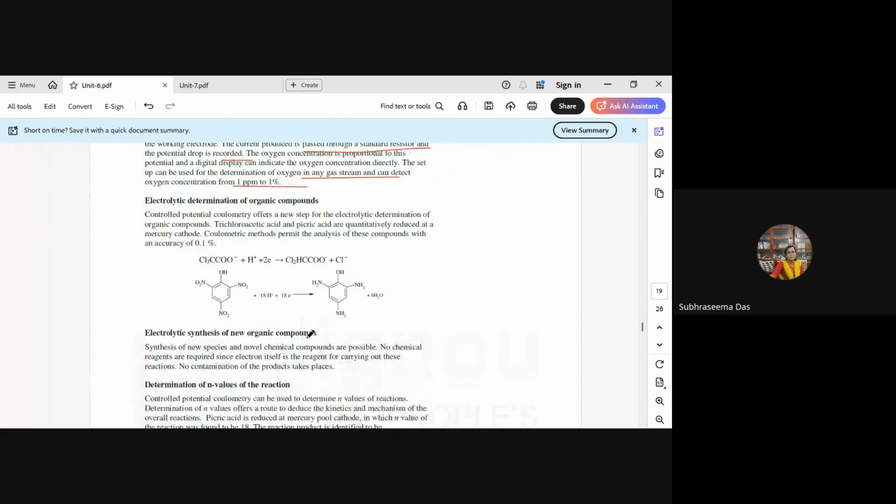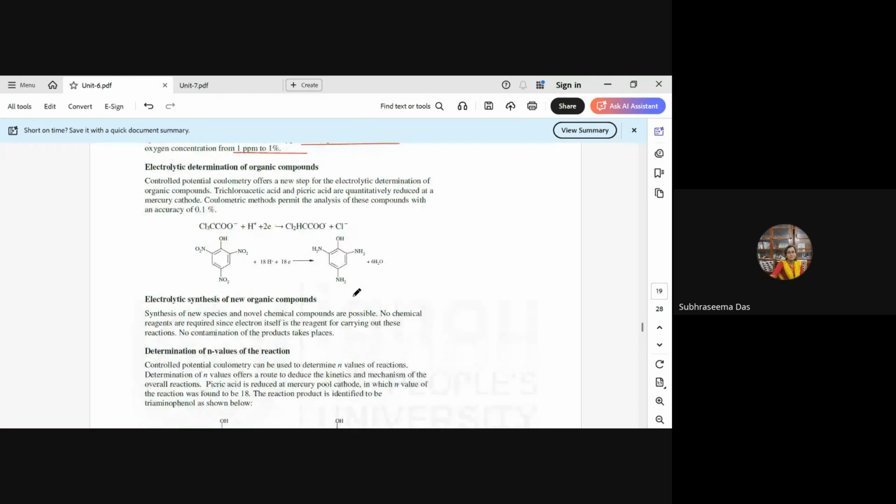And then coming to electrolytic determination of organic compounds. Controlled potential coulometry offers a new step for electrolytic determination of organic compounds. Trichloroacetic acid and picric acid are quantitatively reduced at the mercury electrode. The coulometric methods permit the analysis of these compounds with an accuracy of 0.1%. So here you can see for these two types of reactions, for trichloroacetic acid and for picric acid, coulometric methods have been used for the analysis of these two very critical compounds.